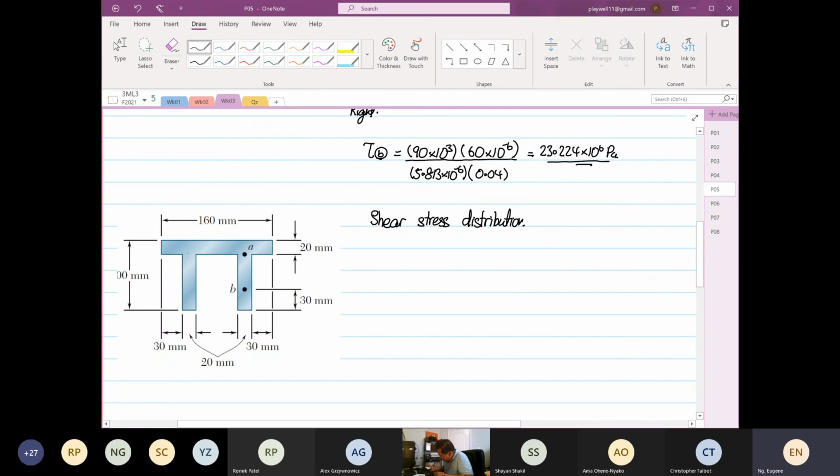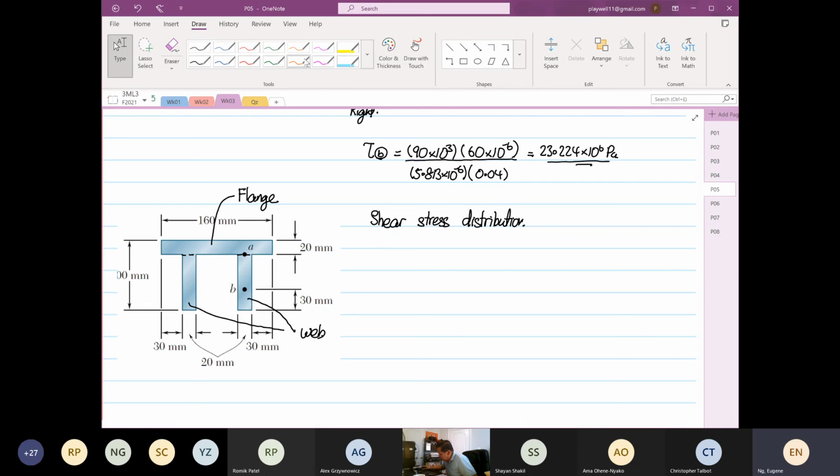So for the beam, when we divide it this way, the horizontal part is what we call our flange, and this is known as our web. I want you all to learn these terms. What is a flange and what's a web?